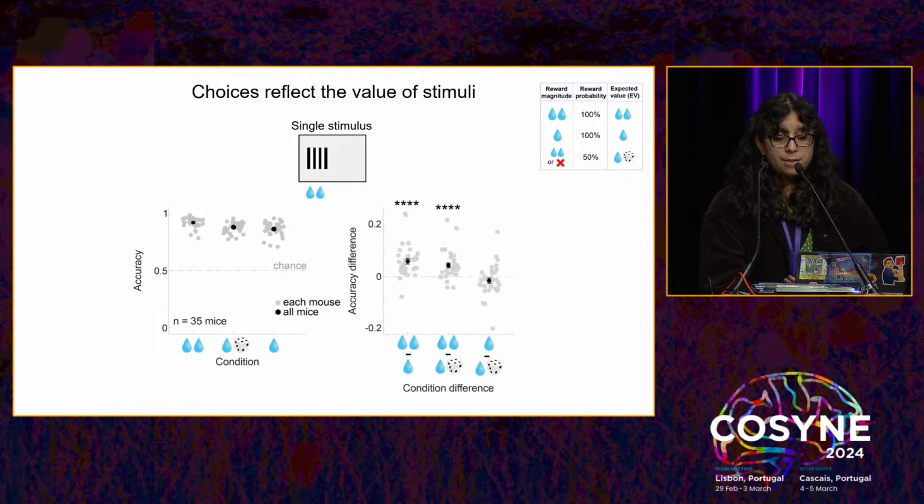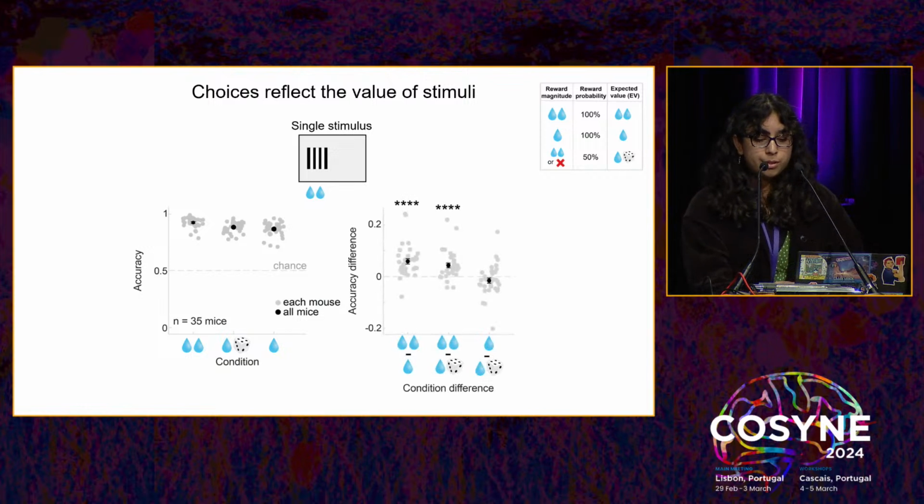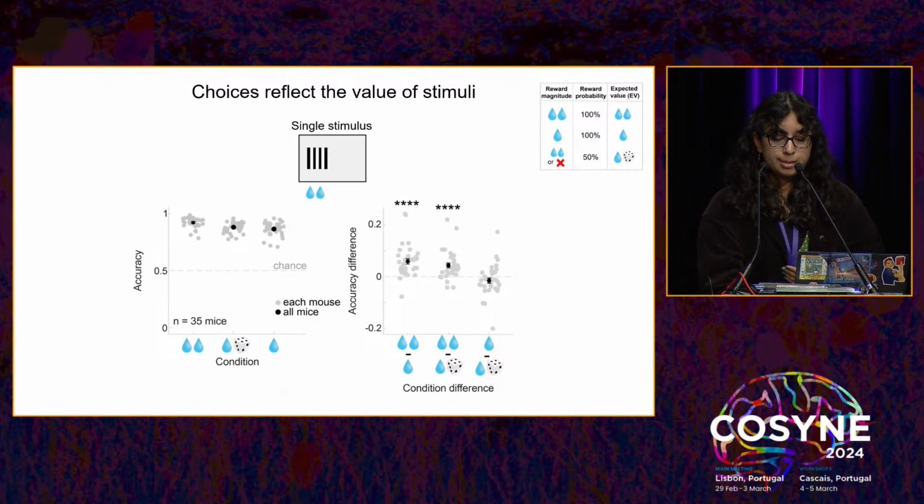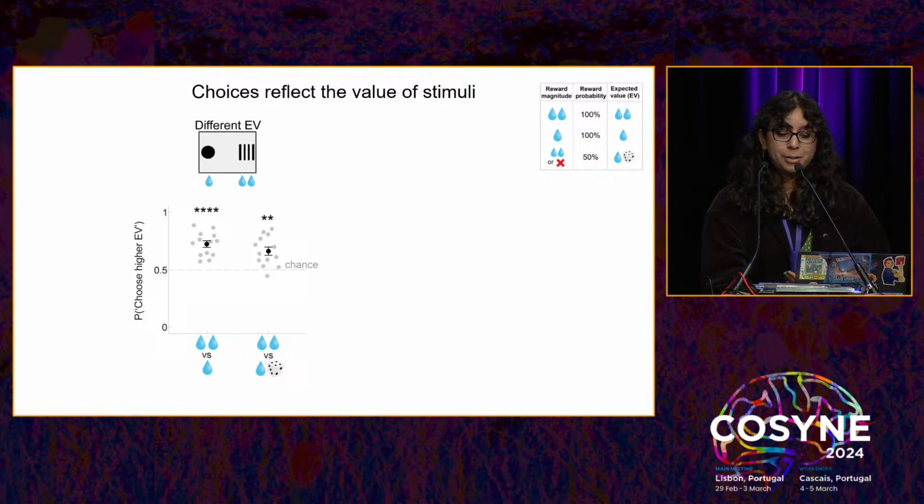Critically, however, even with only 1 stimulus to choose, we found that animals' performance scaled with EV. Mice displayed the highest accuracy on trials corresponding to the greatest EV, and no significant difference in trials corresponding to the same EV. On 2 stimuli trials, when choosing between stimuli with different expected values, mice consistently selected the stimulus with the higher expected value, indicating that they made rational economic decisions.